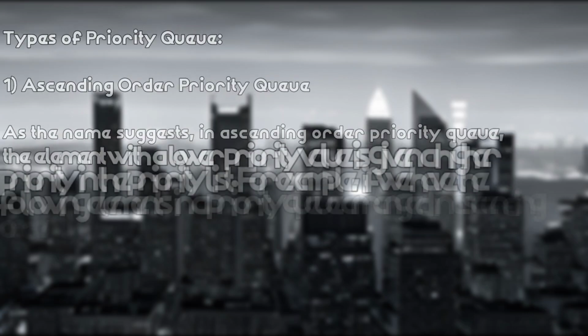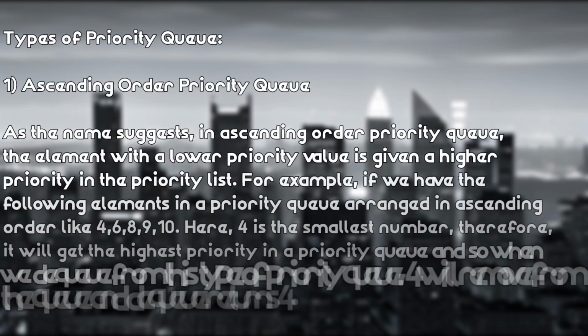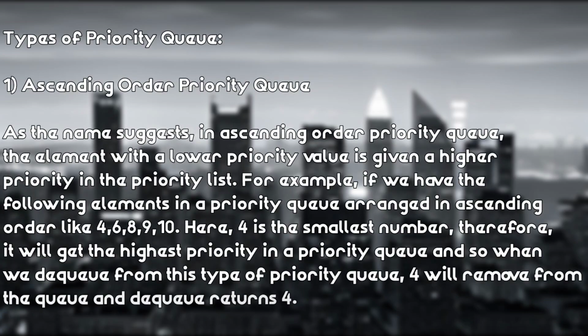Types of priority queue. 1. Ascending order priority queue. As the name suggests, in an ascending order priority queue, the element with a lower priority value is given a higher priority in the priority list. For example, if we have the following elements in a priority queue arranged in ascending order like 4, 6, 8, 9, 10. Here, 4 is the smallest number, therefore, it will get the highest priority in a priority queue, and so when we dequeue from this type of priority queue, 4 will be removed from the queue and dequeue returns 4.